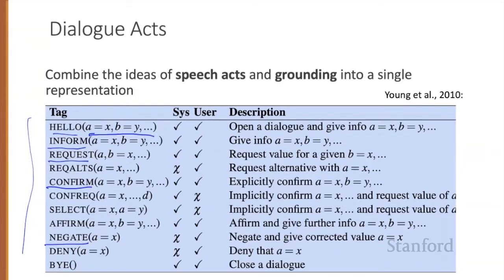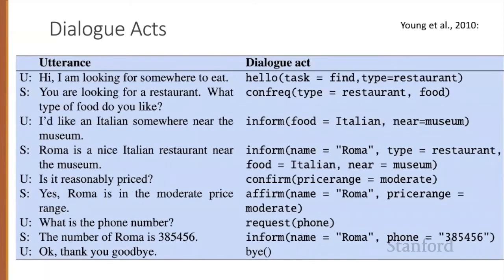Each dialogue act is parameterized by a set of variables. Let's look at an example. Here are these same tags labeling a sample dialogue from the HIS system. This example also shows the content of each dialogue act, which are the slot fillers being communicated. The user might inform the system that they want Italian food near a museum, or ask the system to confirm that the price range is moderate. Similarly, the system can use dialogue acts, affirming to the user that the restaurant whose name is Roma has a moderate price range.